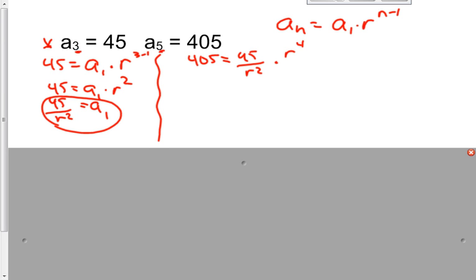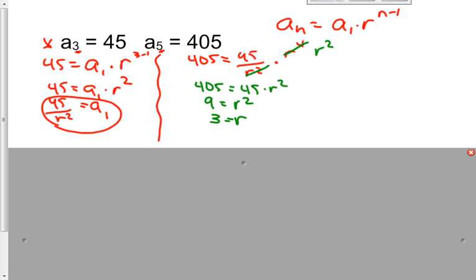which is 4. Now you notice that we've got things that we can start to cancel. R squared goes into r to the fourth, r squared times. So I now have 405 equals 45 times r squared. Divide by 45, 9 equals r squared, and r equals 3. Here's one of those cases again where we are not going to use plus and minus when we square root both sides. We're just going to be taking the positive value of 3. So our r value, common ratio value, is 3.